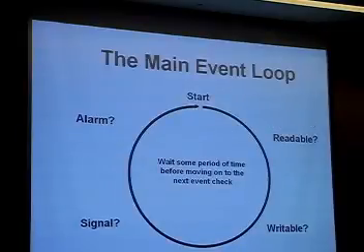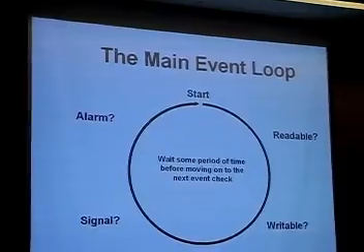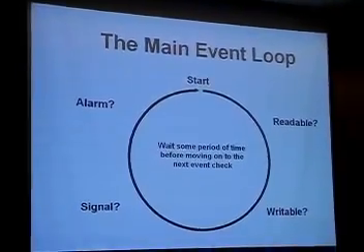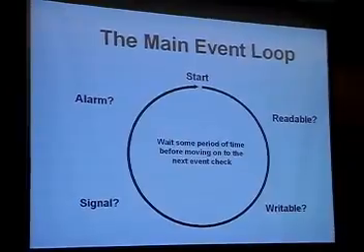A main event loop basically looks like this. There's only 4 shown here. You can have as many events as you want to, and you don't have to have all of them. But ultimately, these are the 4 main event types you're looking for.